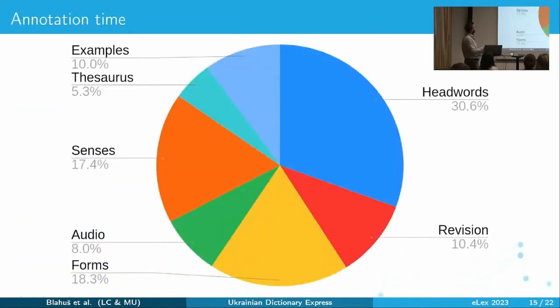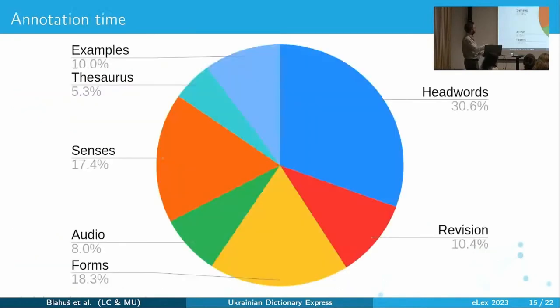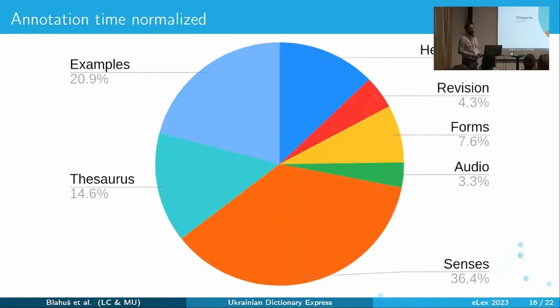If we look into the annotation time breakdown, it looks like this. The most time was spent on head words, but also compare the 55,000 head words with the 10,000 complete entries. So this part from here to here is for the 55,000 words, and this part here is only for the 10,000. If we normalize, it looks like this. Most time consuming is the senses part and examples part, and the rest is quite fast. That's also the reason why we annotated so many head words, and we ended up with partial entries, because even the partial entries and the list of words are valuable for us.